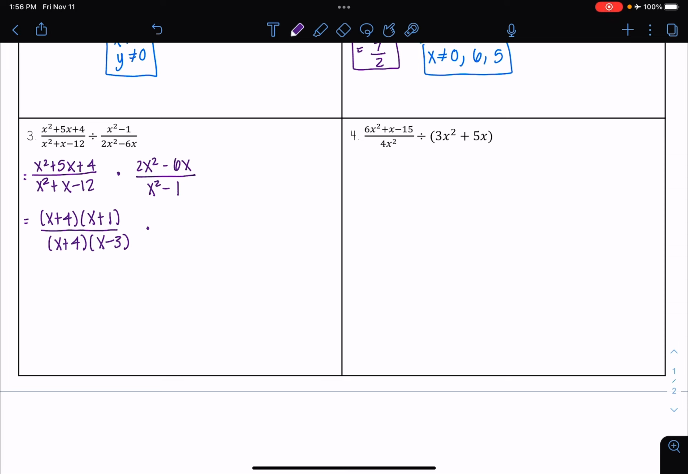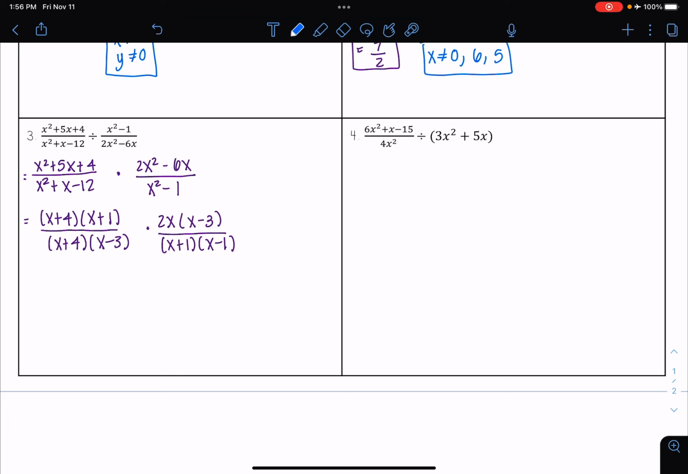Factoring 2x squared minus 6x, I see this has a GCF of 2x, so I'm going to take out 2x, and I am left with x minus 3. And then the bottom, I see that that is a difference of squares, so that's going to be x plus 1, x minus 1.